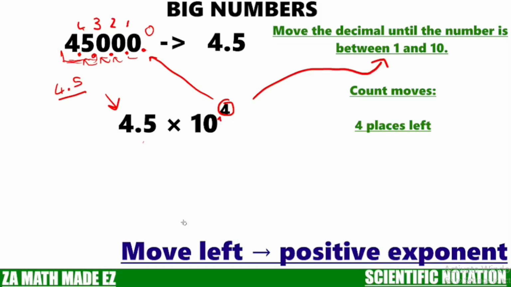Another rule to note is that when we move the decimal to the left, like we did here, these are all left side, the exponent is a positive exponent. Like this over here is positive 4.